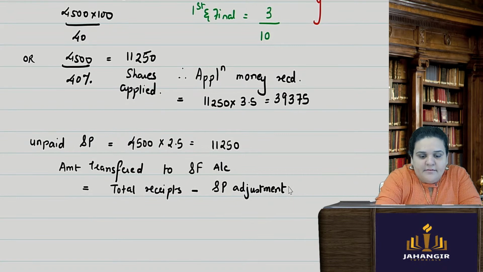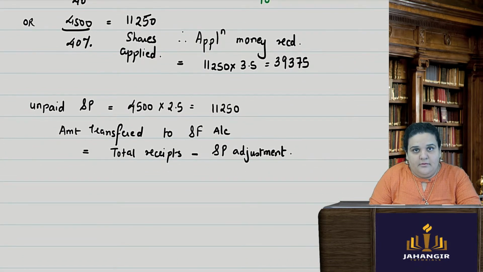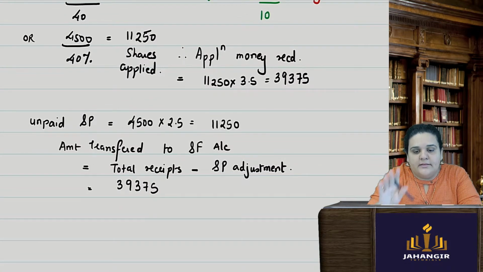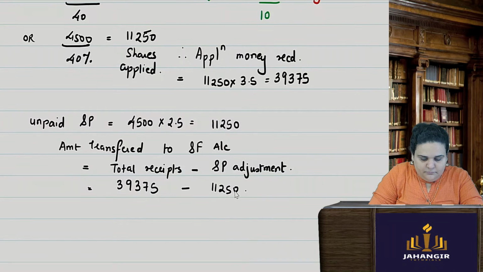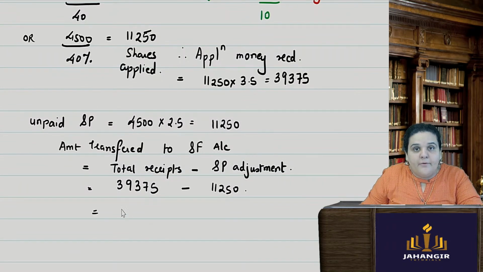Okay, they are telling me that we have adjusted the excess money of application with security premium not paid. So total receipt is how much? We just found 39,375. Total receipt on application stage is 39,375 minus security premium unpaid, which is 4,500 into 2.5, which is 11,250. So the amount transferred to share forfeiture account is 28,125.